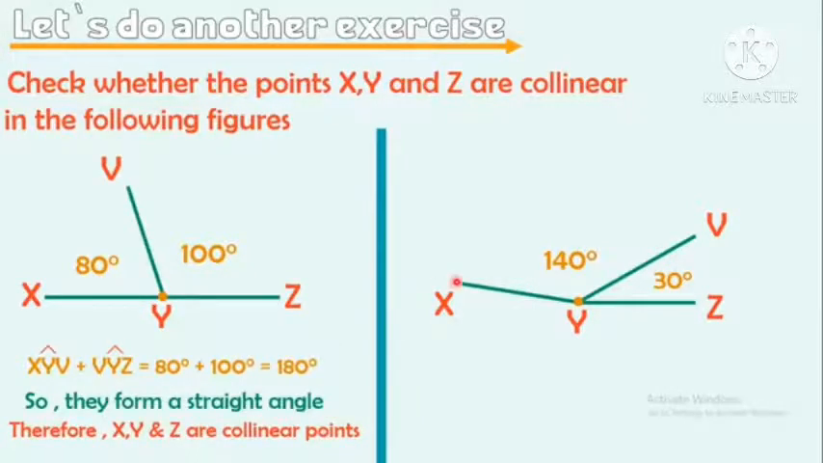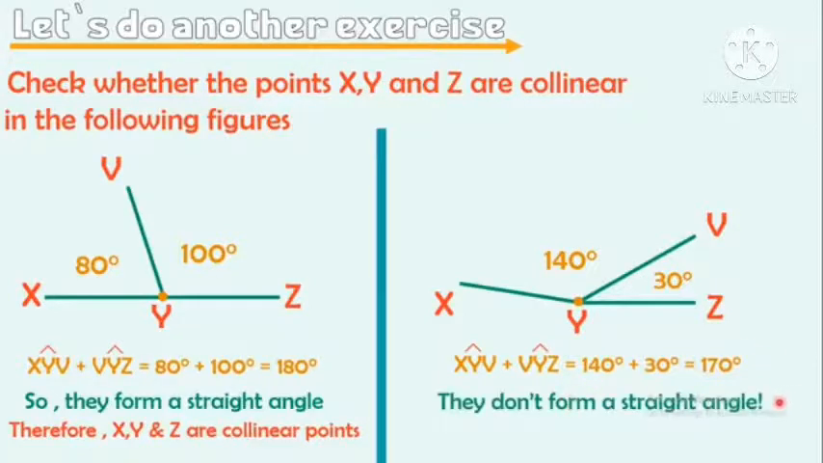Okay, the second one, x, y, v, 140, VYZ 30. Add the two angles, they form 170 degrees. 140 plus 30, 170 degrees. Is it a straight angle, 170? No, they don't form a straight angle. So the 3 points x, y, and z are not collinear points.